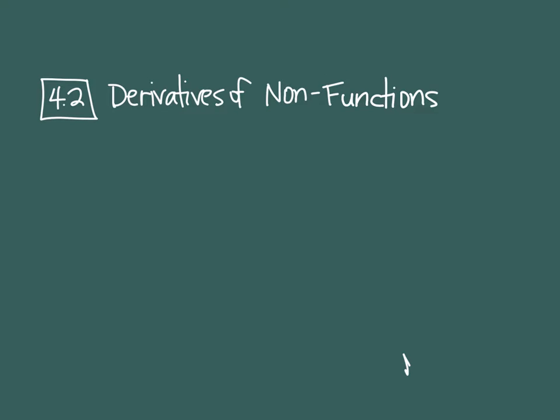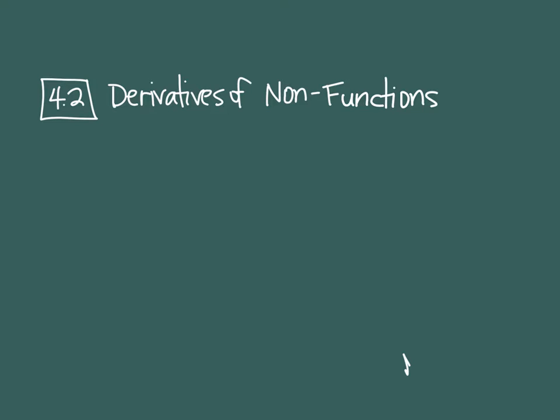So how do we know if something's a function or not? What test does it pass? Vertical line test, right? All the rules that we've been using so far assume that the thing is a function, that it's f of something or g of something, and that it passed the vertical line test already.